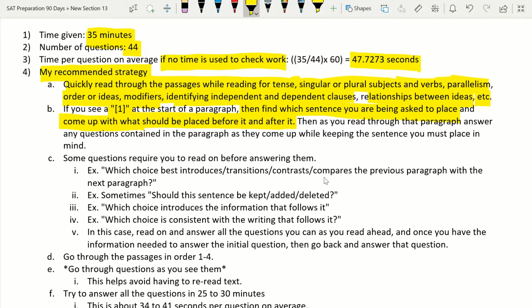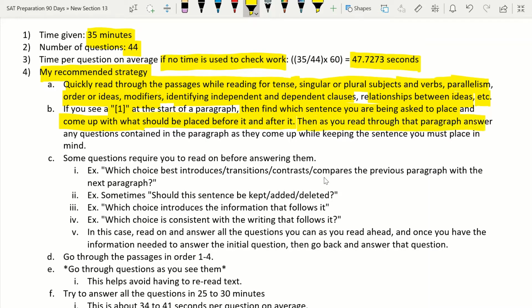Because then as you read through the paragraph, you see, oh, this is what I thought should come before it, this is what just came up in the paragraph, this is what I thought should come after it, and that's what just came after that sentence of what I thought should come before it, thus I place it here. That way you don't have to reread the paragraph twice. Okay, so that's going to save you time.